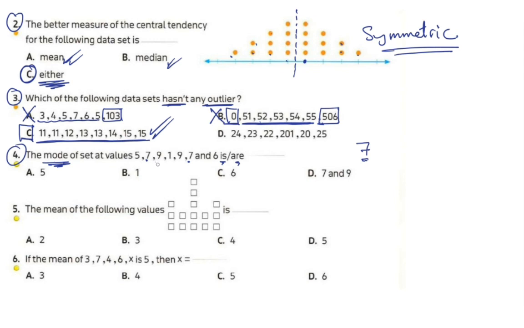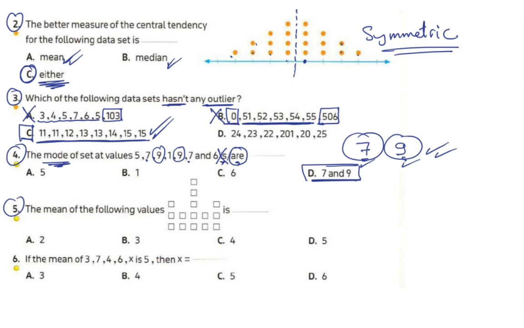But not with me. We also have two 9s. So we have two 7s and two 9s. So 7 and 9 are two modes. So we have two modes, 7 and 9. So I will use are, not is. I will use is if I have one mode.